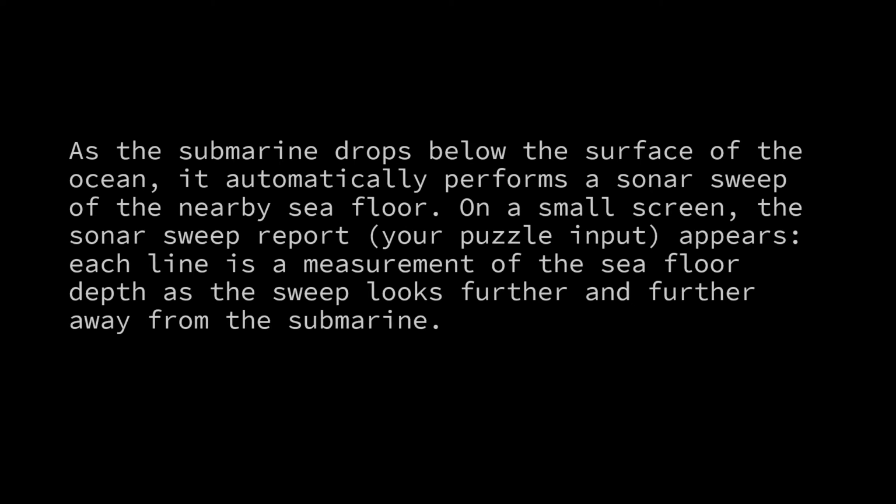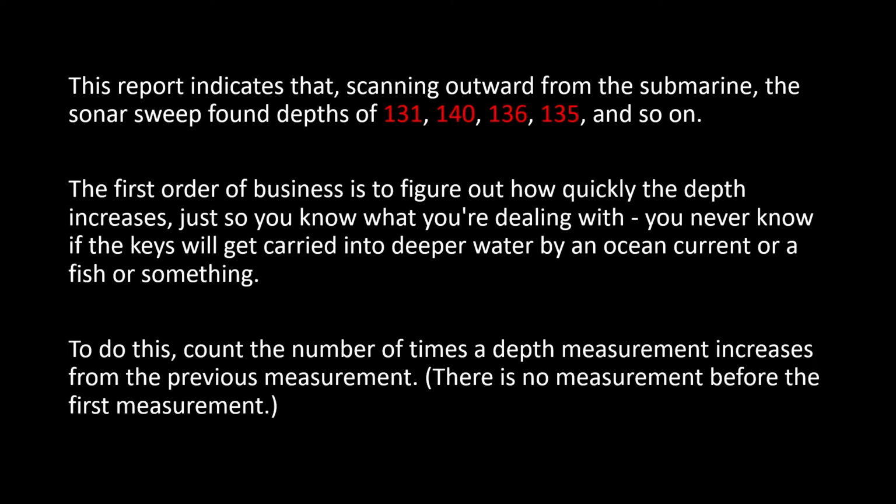So this is where we start getting into the actual problem. As the submarine you're in drops below the surface of the ocean, it automatically performs a sonar sweep of the nearby sea floor. Your puzzle input appears. Each line is a measurement of the seafloor depth as the sweep looks further and further away from the submarine. So this report indicates that scanning outward from the submarine, the sonar sweep found depths of 131, 140, 136, 135, and so on.